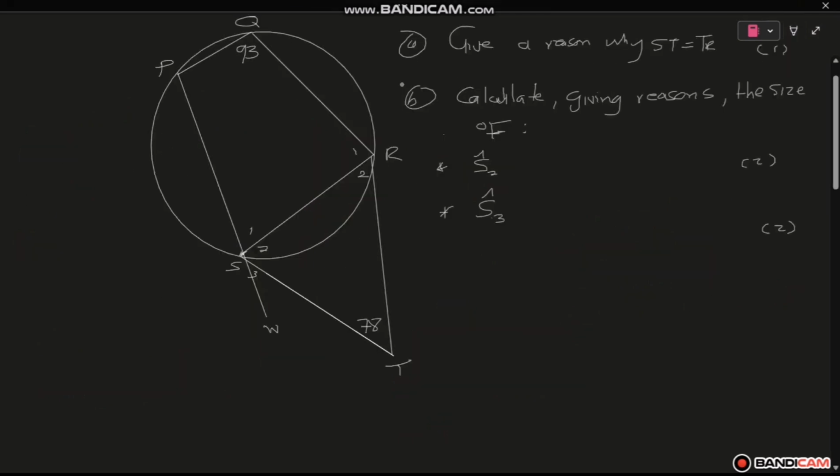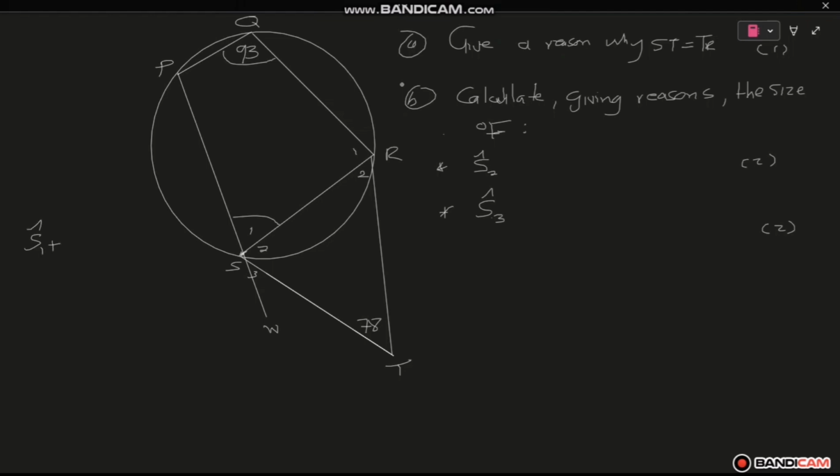Alright, we have 93 here as our angle that we are given, and 78. Then they want us to give a reason why ST equals TR, and we calculate the other ones. Okay. We can see that TR and ST are equal. What's the reason? Okay, let's start here.